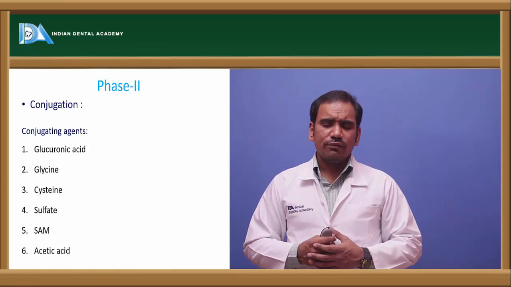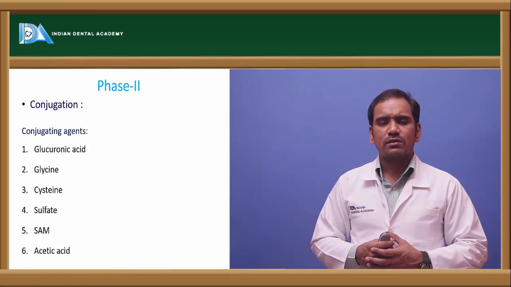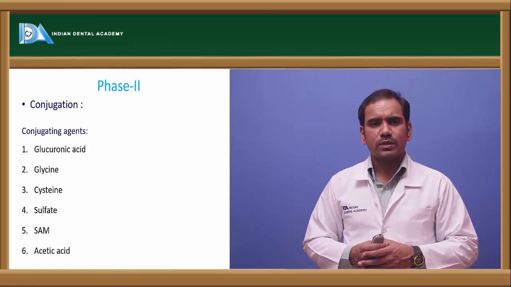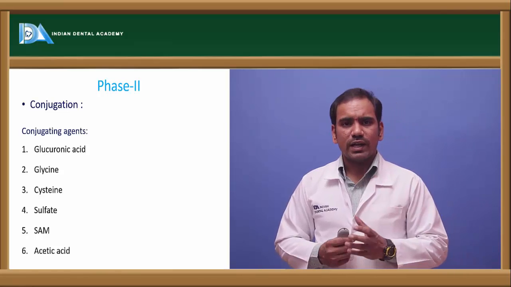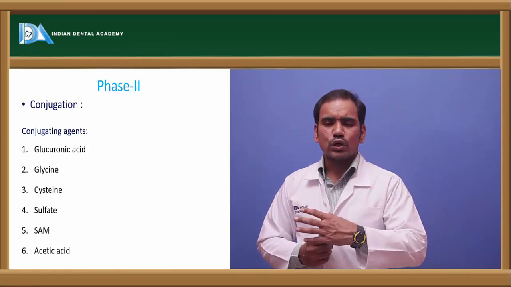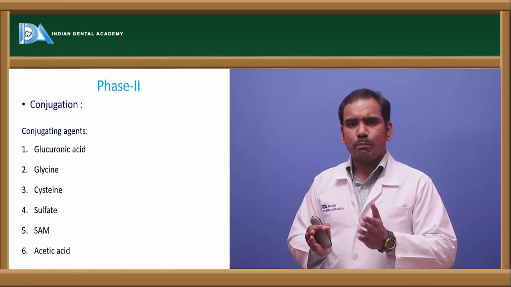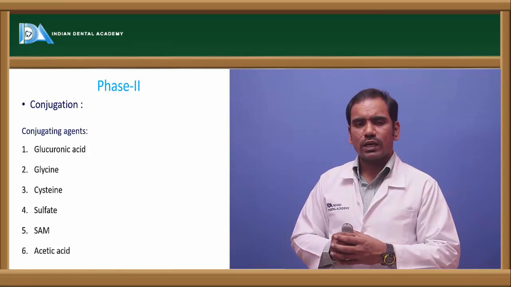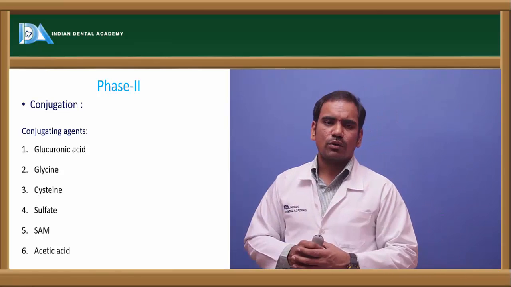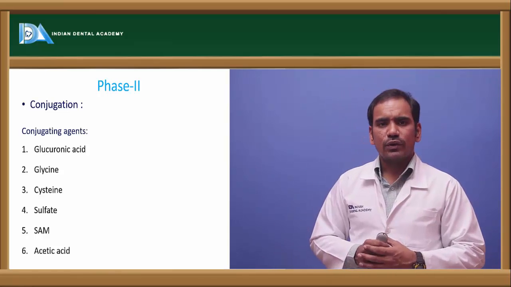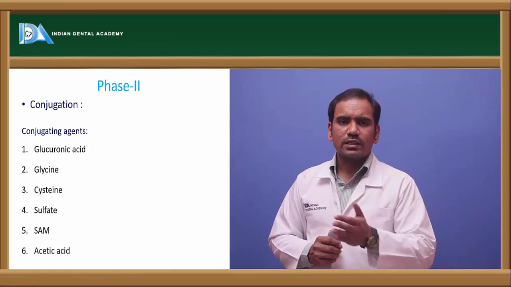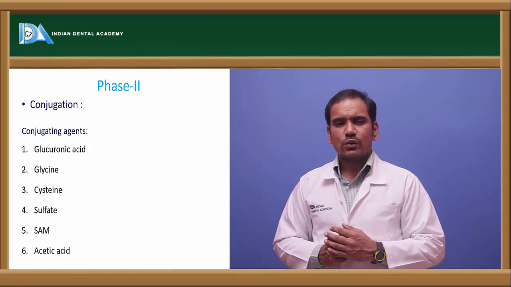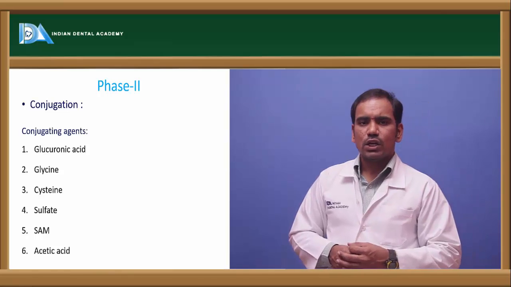Like sulfate. The active form of sulfate is phosphoadenosyl phosphosulfate. In short we call it PAPS. Phosphoadenosyl phosphosulfate, the active form of sulfate, is involved in the conjugation reactions. That PAPS donates sulfates to the toxic compound so that it is converted into a less toxic compound. For example, when you take phenols, they are converted to phenyl sulfate, and the solubility of phenol is increased. So that is the significance of sulfate in conjugation.